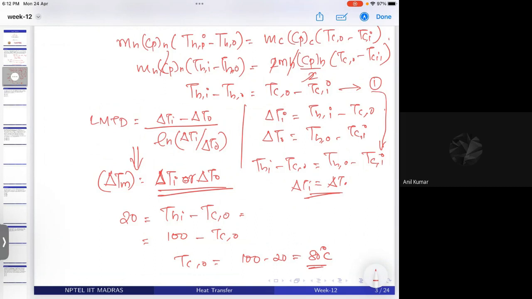Sir, your sound is really not clear right now. I don't know why. Actually, it's from L'Hospital's rule. It's like when the numerator and denominator are not defined, so we will take the derivative of both. So that is the thing. You can refer back to a textbook. It's just mathematics, not heat transfer.